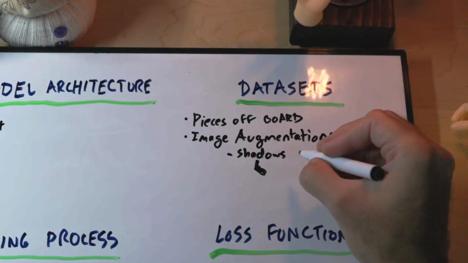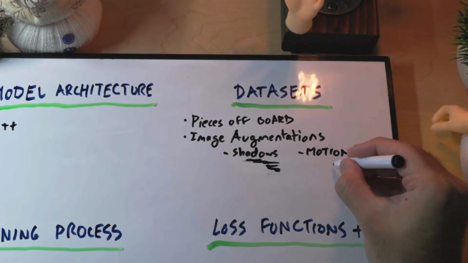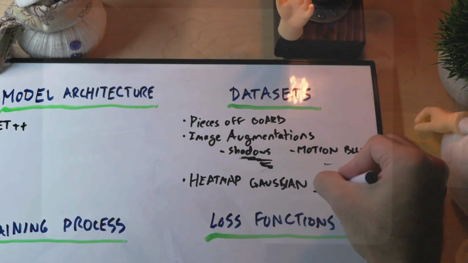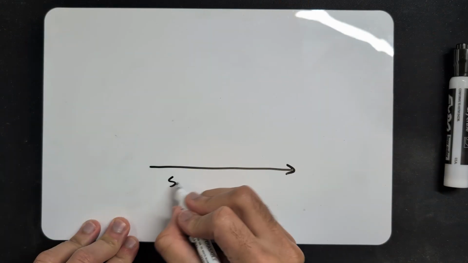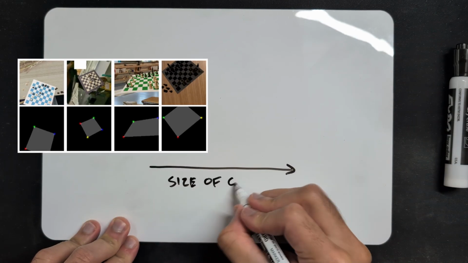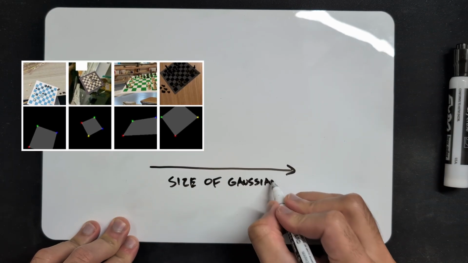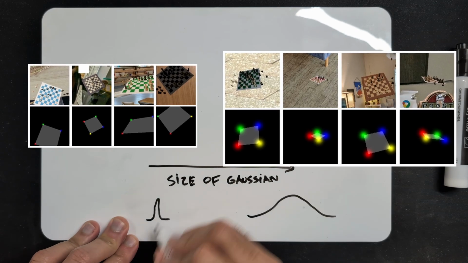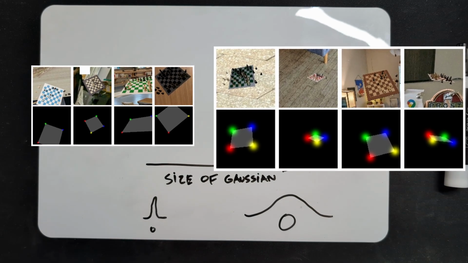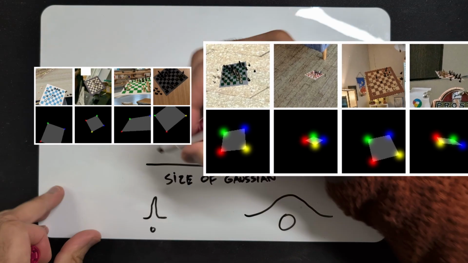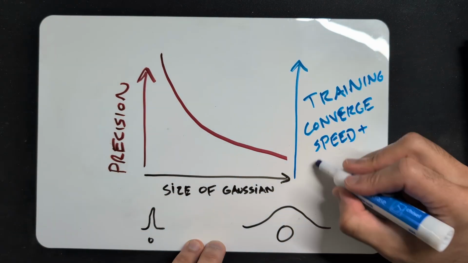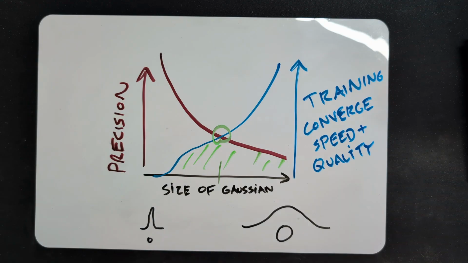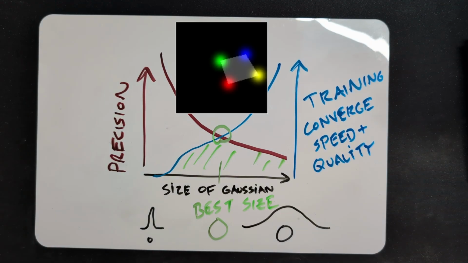I then tried smaller and larger Gaussians for the training data heat maps to see how it would affect training and precision. If I made the Gaussians too small, the models sometimes struggle to learn to find them at all, even with weighted loss. If I make the Gaussians larger, the model learns quickly, but then struggles to precisely pinpoint the peaks. So I tried a couple sizes and settled on a Gaussian size that's roughly this big in the image, and it seems to work the best for our model.